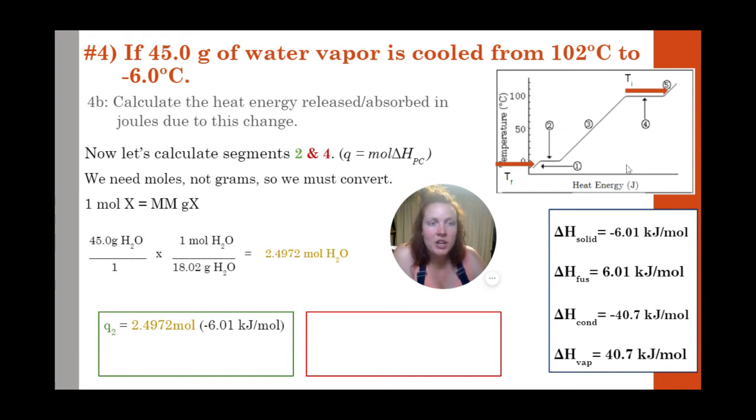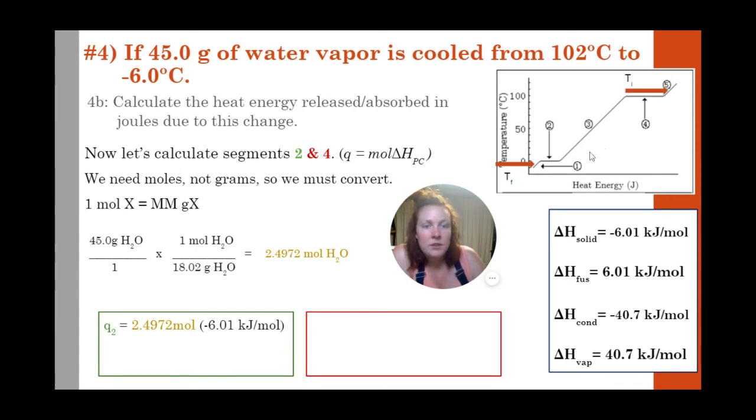Cool. So if we take a look at our molar heats of phase changes for solidification, fusion, condensation, and vaporization, you can see that 2 of the 4 of them are negative. And that's because 2 of the 4 of those processes are exothermic. Now we need to determine which one of those 2 negative values I'm going to use. So this is where you need to know your vocabulary.